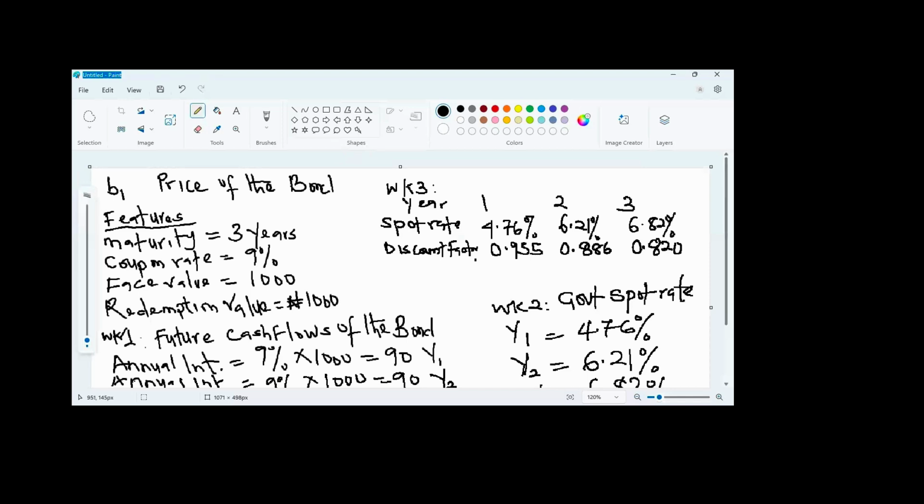I have the cash flow. I can get the present value. The value of a bond, the price of a bond, is the present value of the future cash flows associated with the bond. I have the future cash flows. I have the discount factor. I can get the present value. I can get the price.